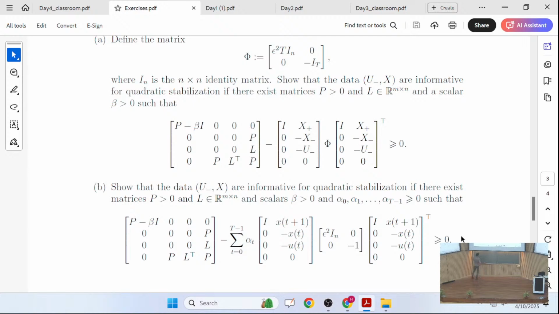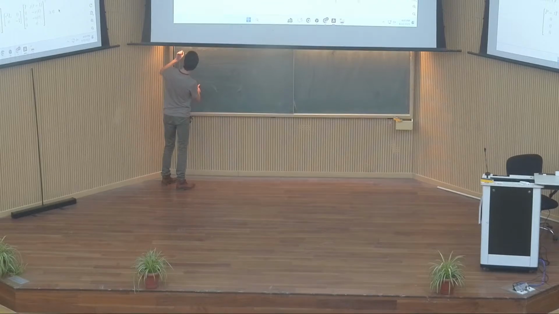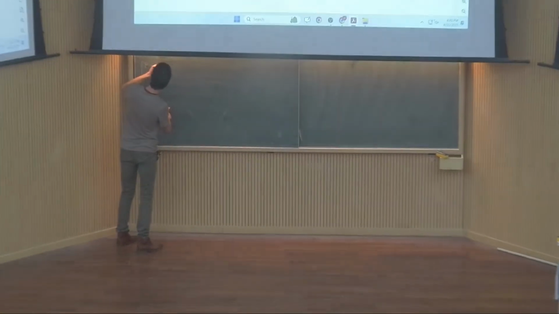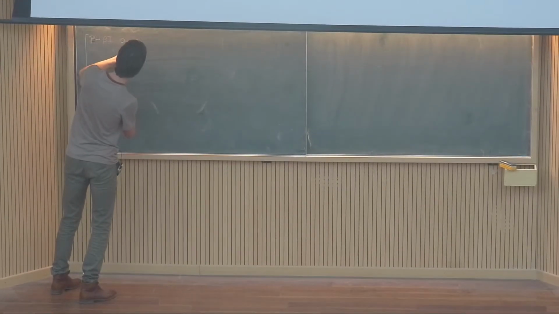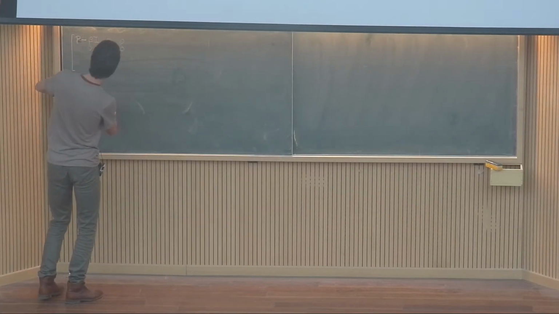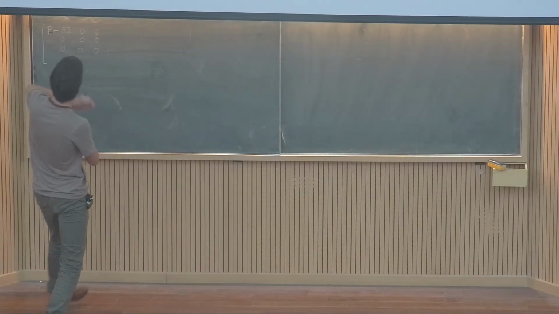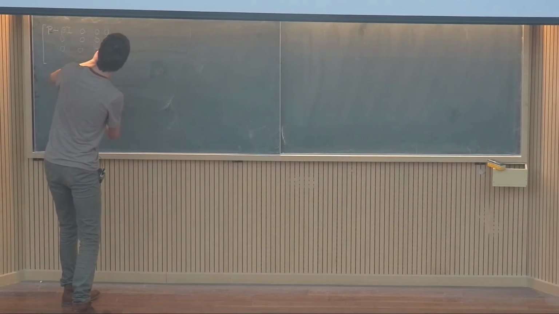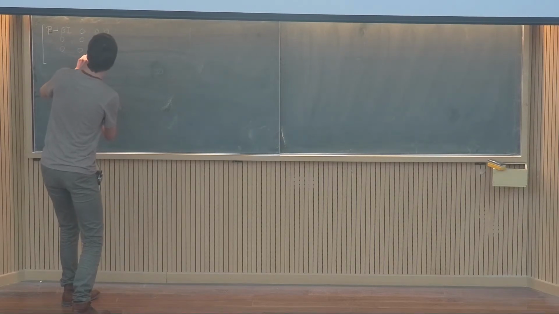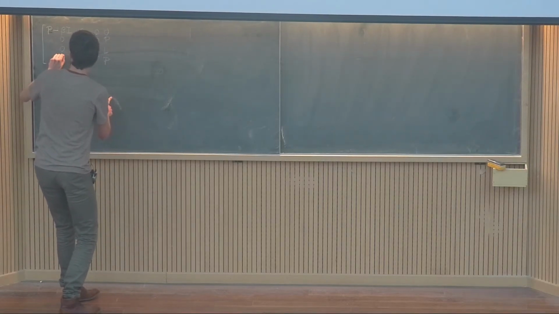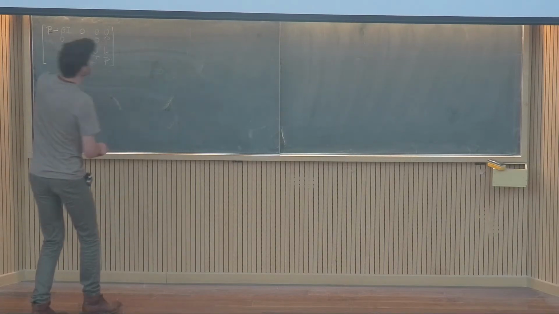Maybe I can start because I also want to change slides. I want to show you something. Let me copy just this matrix inequality. So I have this matrix, P minus beta I, 0, 0, 0, 0, 0, and then in the last column block, I have 0, P L, P L transpose, P, 0. So this is the first matrix that we have.